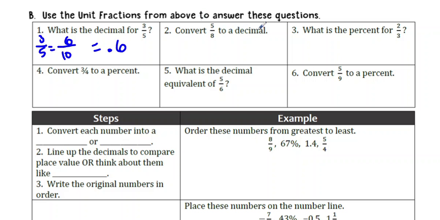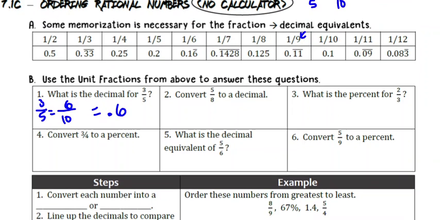Okay, convert 5/8 to a decimal. If you look at your family up here, 1/8 is 0.125. If I've got 5 of them, you could just multiply this by 5, or you can do 5 divided by 8. All right, and if you do that, you get 0.625. All right. Next one, what is the percent for 2/3? If 1/3 is 0.333, 2/3 is doubling it. So what I say is it's 0.6 repeating.